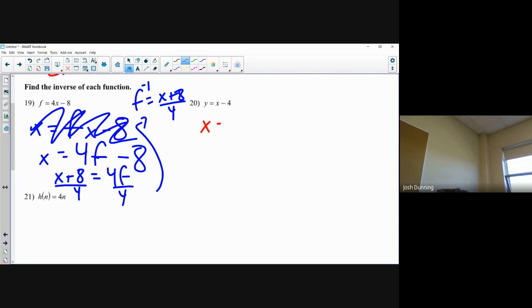20. Swap them, get y alone, easy, add 4. Done already. Put the -1 on.